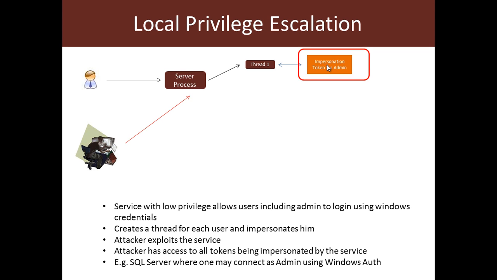impersonating the admin, right? A typical example would be a SQL server where one may connect as admin using Windows auth, even though the SQL server itself might run as a low privilege user. But when an attacker subverts the SQL server, then the admin's token might still be available in memory, right? And which the attacker can use and assume the identity of the admin. So this is the local privilege escalation attack using impersonation tokens.